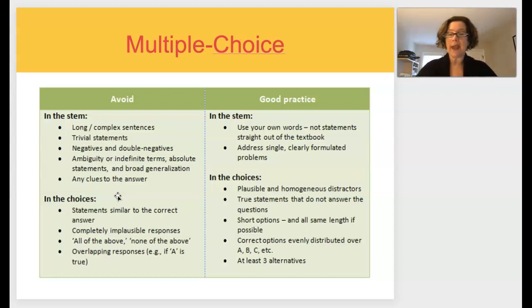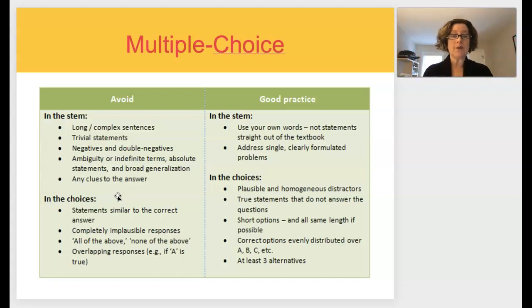Overlapping responses, like if A is true, then it should be B, and if B is false, then again, those are kind of brutal. Good practice in the question is to use your own words, not statements straight out of the textbook. Address single, clearly formulated problems, so just go after one thing, not lots of different concepts. In the choices, make them plausible and homogeneous distractors, so keep the same kind of language in all of them. Don't let one get really weird in the language.